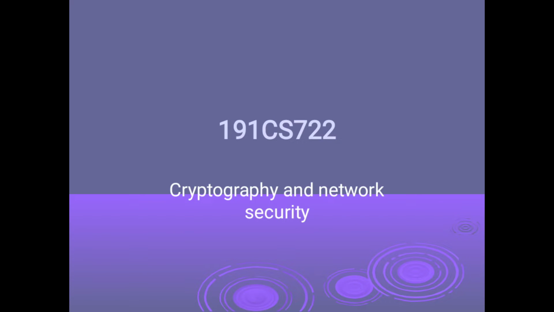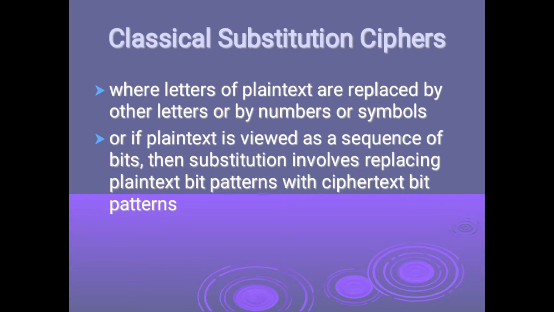Today we are going to discuss some of the techniques in cryptography and network security. Your subject code is 191CS722. We are going to discuss the topic of classical substitution cipher methods.